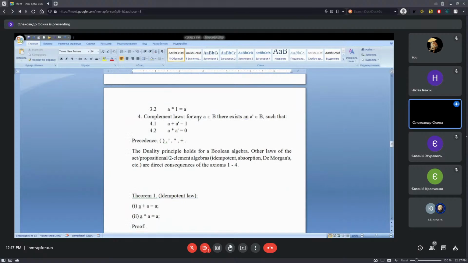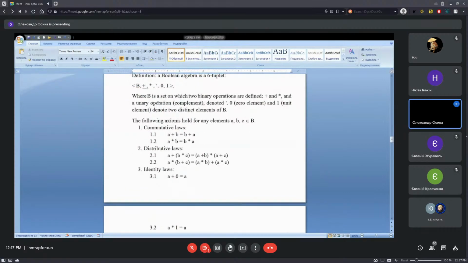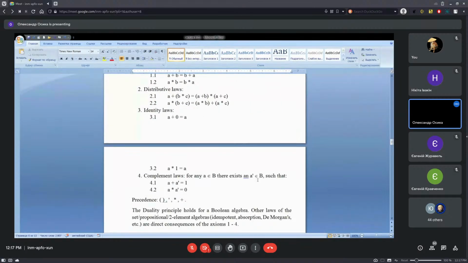Complement laws: for any A from B, there exists an element A prime from B, such that. So again, for any element A in B, there exists A prime in B, such that.